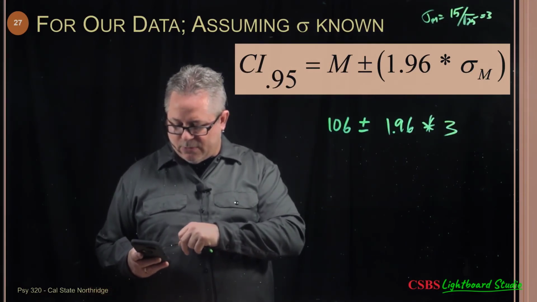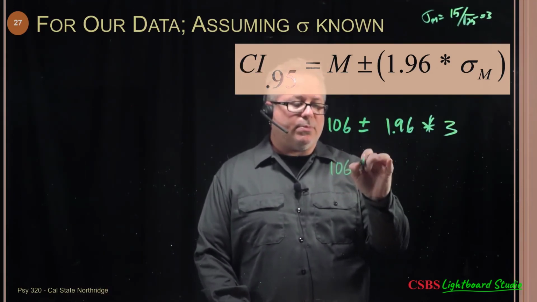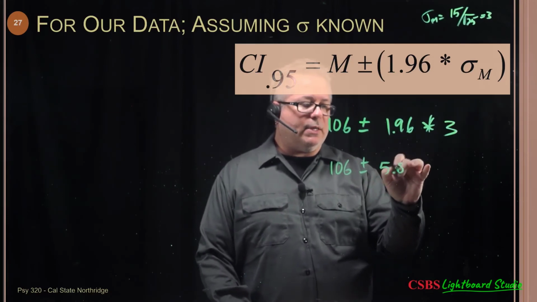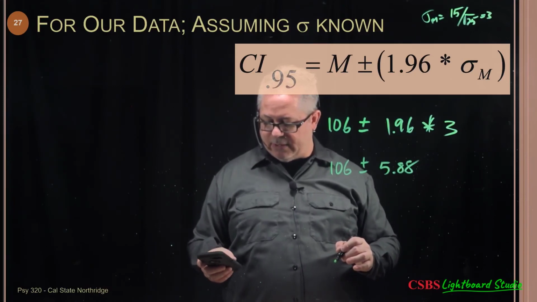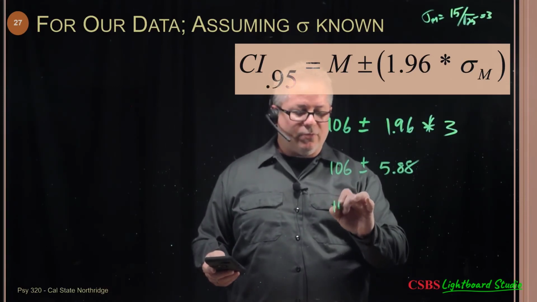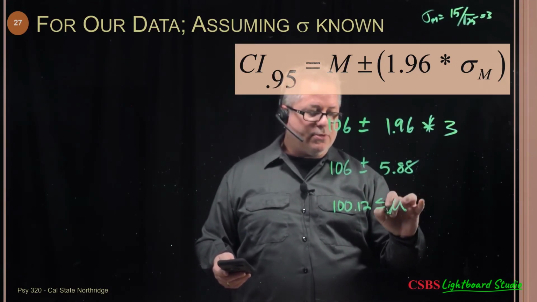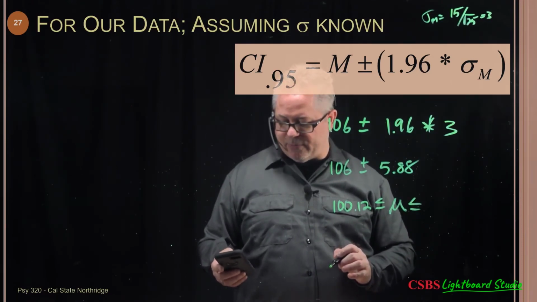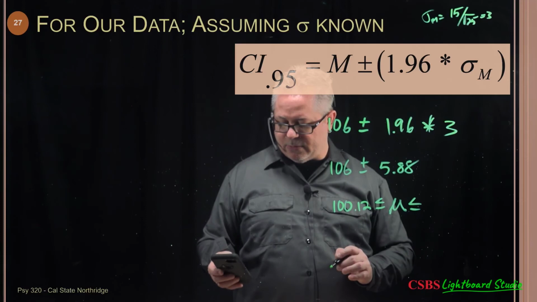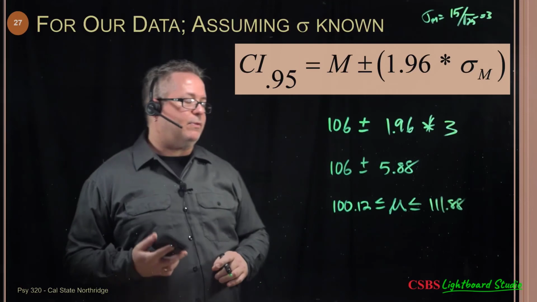1.96 times 3 equals 5.88. So our confidence interval is going to be 106 plus or minus 5.88. So 106 minus 5.88 equals 100.12. So we're going to say that our confidence interval is 100.12 is less than or equal to our population value, is less than or equal to 106 plus 5.88, which equals 111.88. So this would be our confidence interval around the mean.